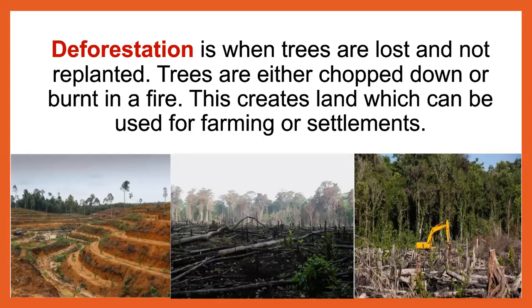So deforestation is when trees are lost and not replanted. Trees are either chopped down or burnt in a fire. Now this creates land which can be used for farming, known as agriculture, or settlements where people can live. And here below we can see 3 different images of where the forest or trees have been cut down and not replanted. So when we say replanted, we are referring to planting new seeds for new trees to grow.